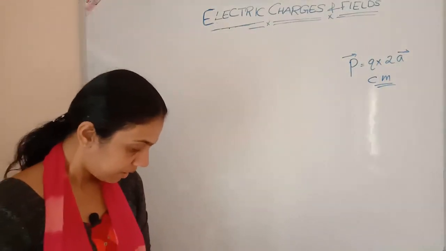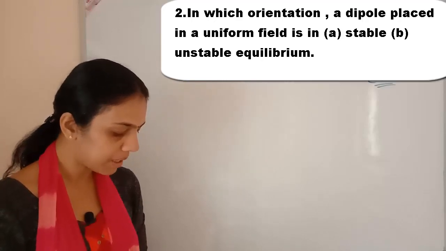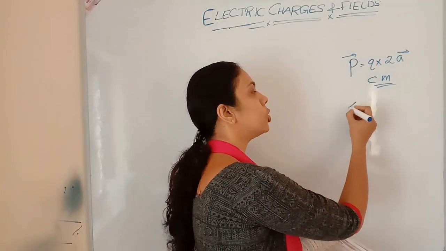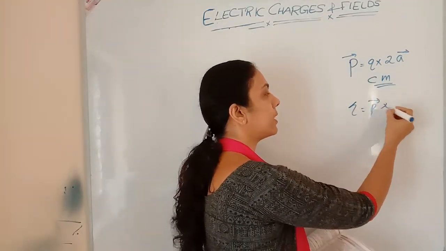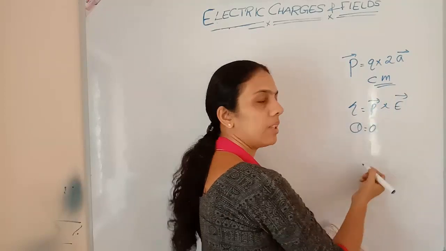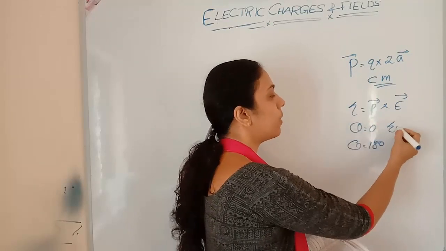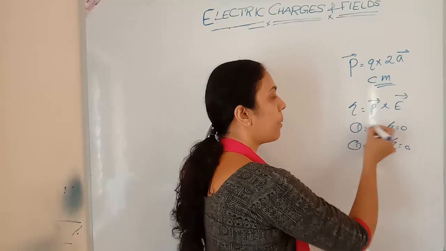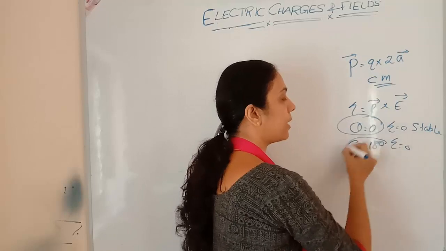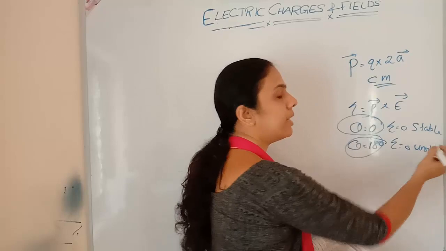Next is, in which orientation is a dipole in a uniform field in stable and in unstable equilibrium? The torque is tau equals p cross E. It will be in stable equilibrium when theta equals 0. If theta equals 0 or theta equals 180, tau will be equal to 0. But when theta equals 0, we say it is in stable equilibrium, and when theta equals 180 degrees, we say it is in unstable equilibrium.